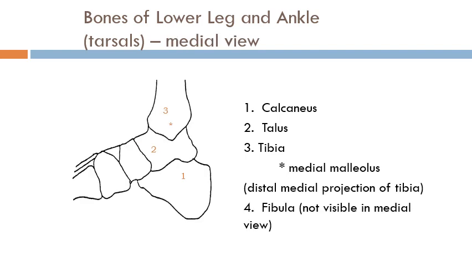Okay, here's a medial view. You can see on the slide the calcaneus, the talus, the tibia, and then the little star here is the medial malleolus. Now you notice the medial malleolus does not go as far distal as the lateral malleolus. You can see this on your own ankle. If you look at your own ankle, the lateral malleolus is very big. It projects more distally. The medial malleolus is not as prominent, and it doesn't go as far distally as the lateral malleolus.